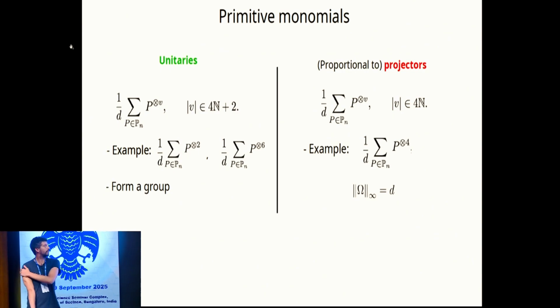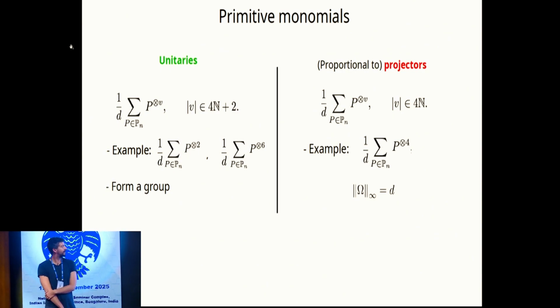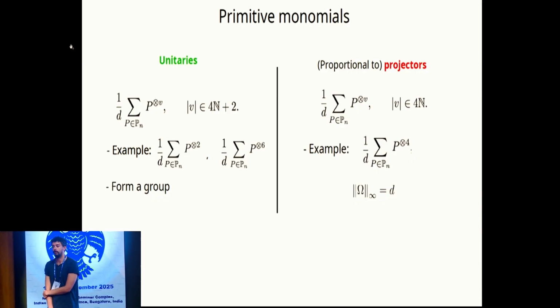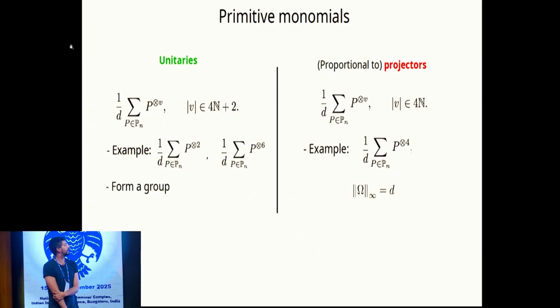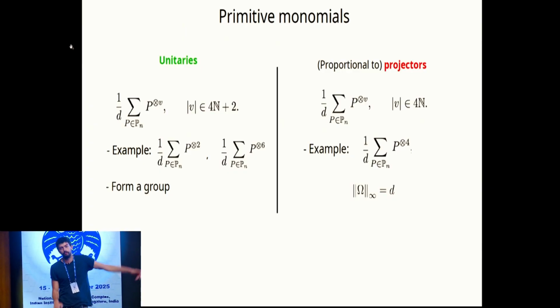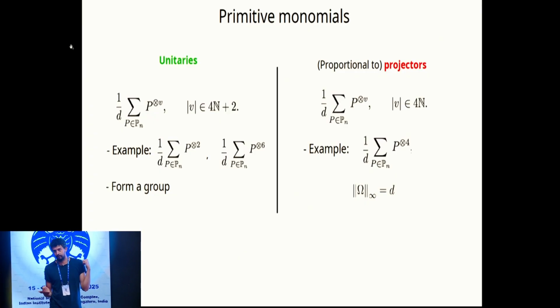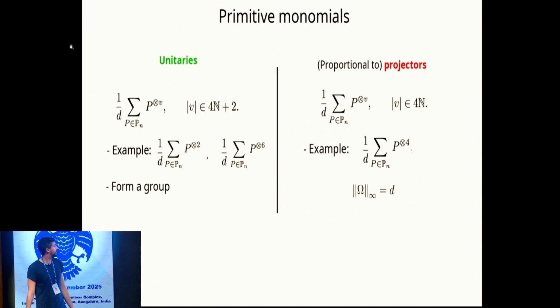But on the other side, we also have these projectors, or stuff that is proportional to a projector. And these are when we have 0 mod 4 as our power. Here, when we compute the operator norm, this is exponentially big. So these operators are generally not measurable, and they are, of course, not invertible because they are projectors. So unlike in the unitary case, the Clifford commutant does not form a nice group, but only a semigroup, essentially, because we don't have inverses.